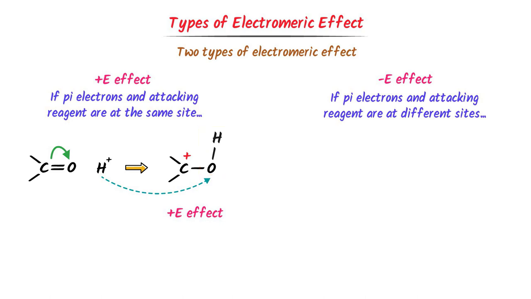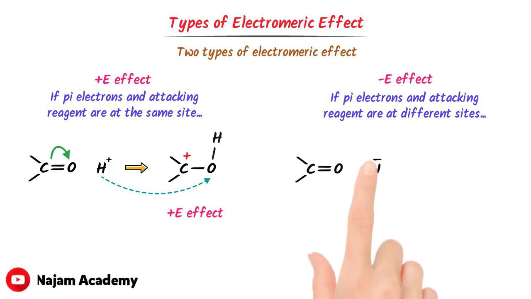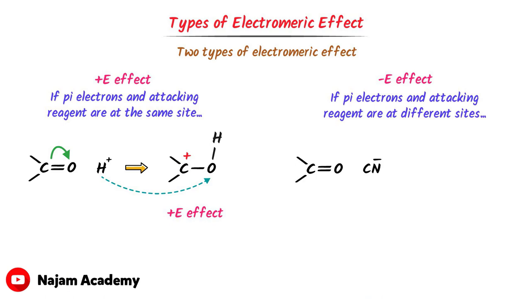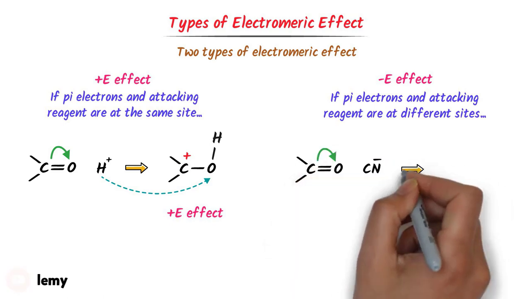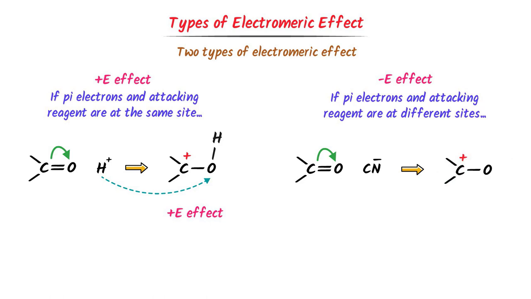On the other hand, consider this case. We know that these pi electrons will shift to this oxygen, positive charge appears on this carbon and negative charge appears on this oxygen. Here, let me ask you, where will this attacking reagent attack? Well, we already know the trick. Positive and negative attract. Hence, this ion will be attached to this positive carbon. We get this organic compound.